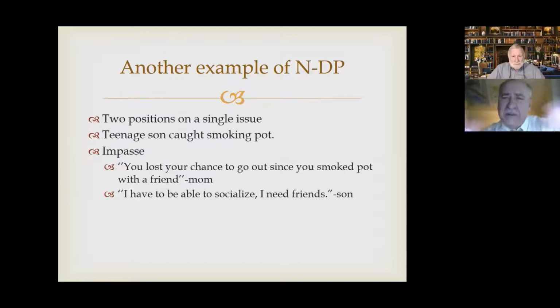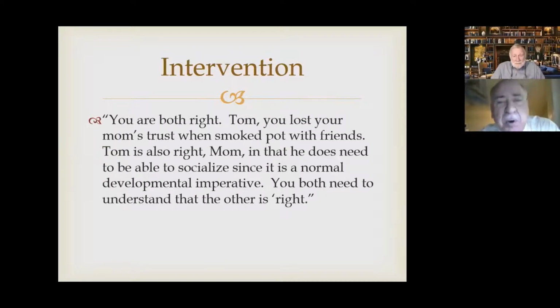You might have other examples of non-directional paradox. Let's say a teenage son is caught smoking pot, and the impasse is that you're saying to the son, you lost your chance to go out since you smoked pot with a friend, and that's mom's position. Mom is really angry and feels as though she has the right to be angry. But also, you're able to say to the son, you have to be able to socialize and you need to have friends. We understand your argument that just sitting at home is actually developmentally problematic. So you are both right.